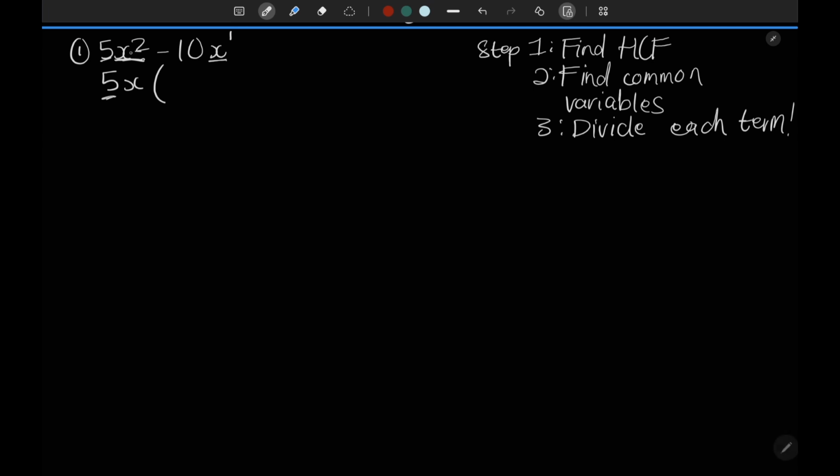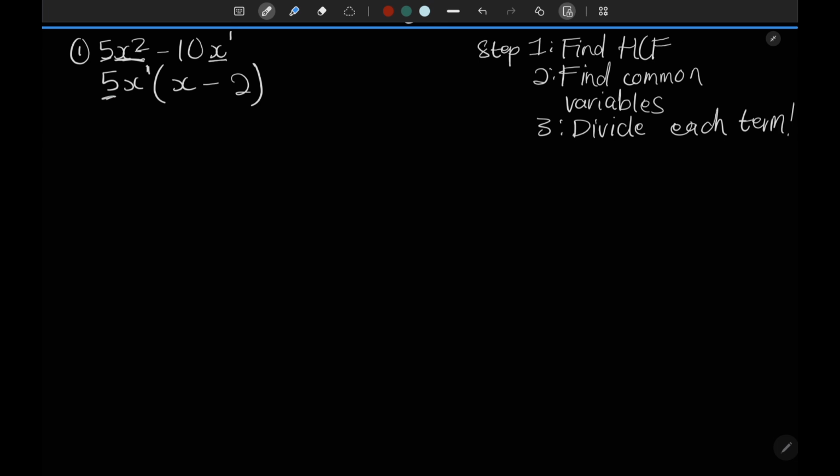Now let's move to the variable. You have x squared and x. So how do we solve this? We'll basically say 2 minus 1. I'm talking about the exponents. 2 minus 1 is 1. So you can write this as x. Then you move to the second term. Negative 10 divided by 5 is minus 2. Make sure that you always include your sign. Then let's move to the variable. X to the power 1 minus 1. 1 minus 1 is 0. So there's nothing left. Your final answer is 5x, open bracket, x minus 2.